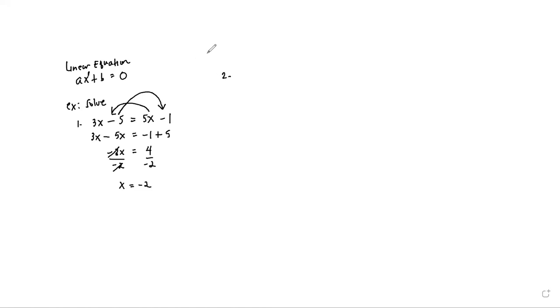Next, let's have another example. Number 2, we have 8 times the quantity 3x minus 5 minus 4 times the quantity of 2x plus 3 equals 12. So to solve this equation, we need to distribute first the positive 8 to 3x minus 5 and distribute the negative 4 to 2x plus 3.